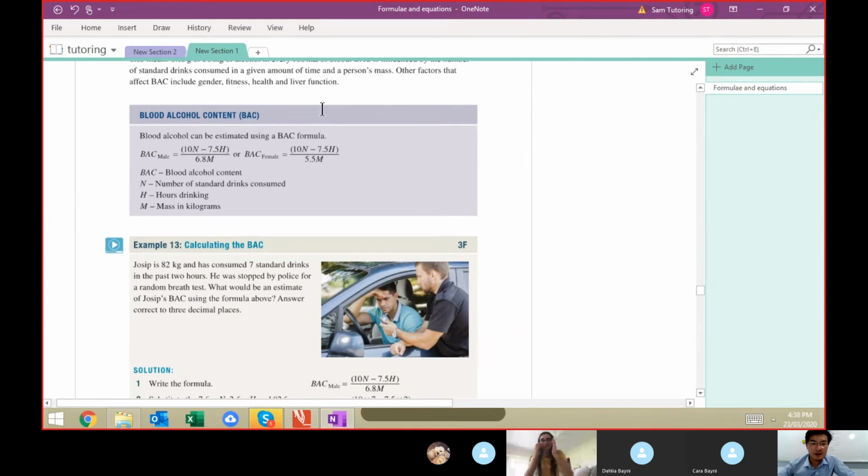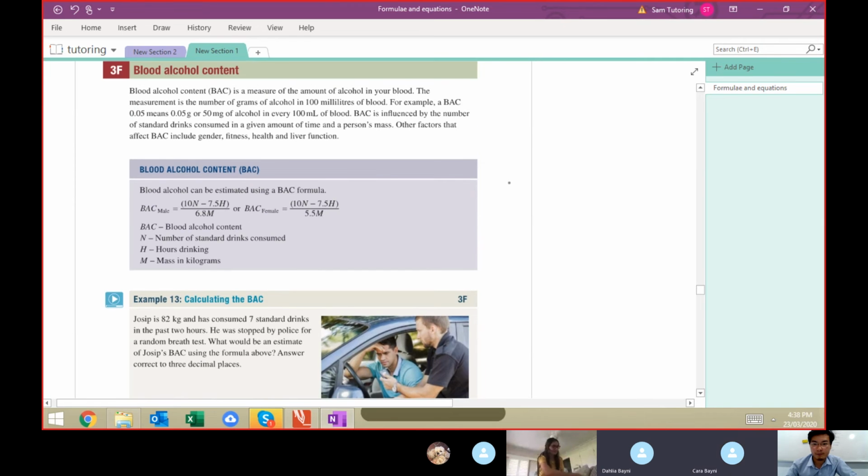Okay, so girls, you said that you are quite familiar with BAC. Somewhat familiar? Blood alcohol content. Everyone's familiar here. BAC for male. Sorry. Instead of actually finding BAC, we will find N, H, and M. So we read that, and the other variables.